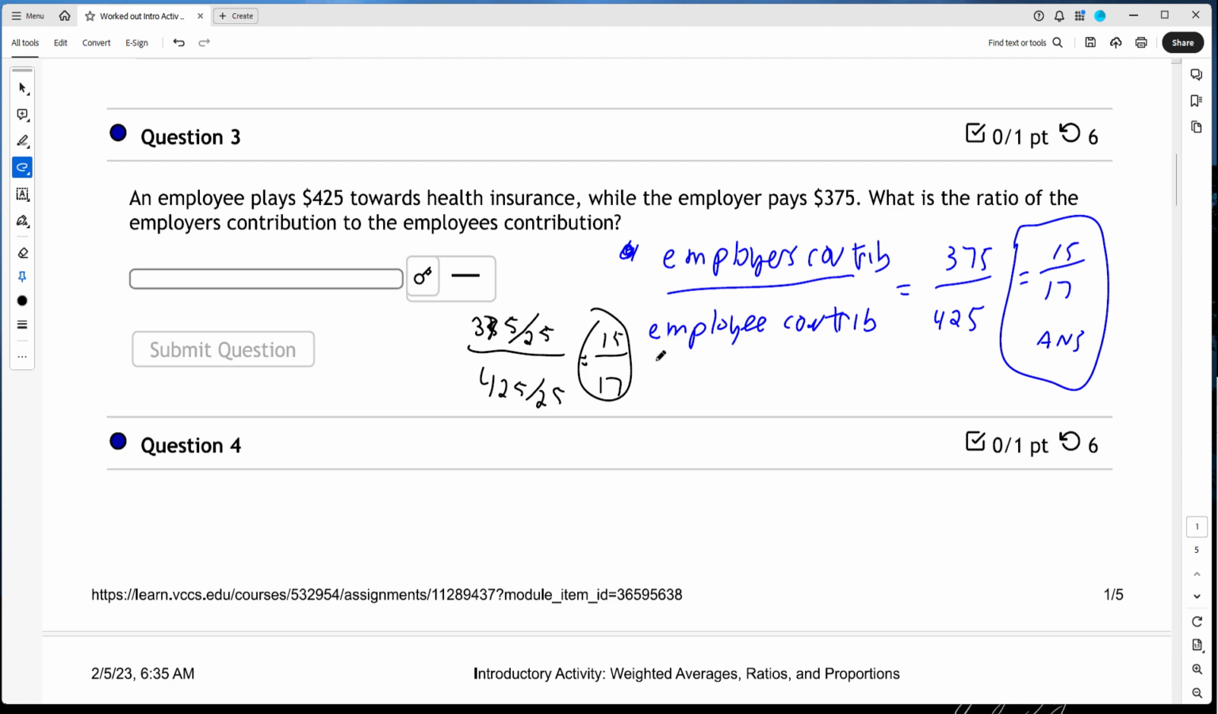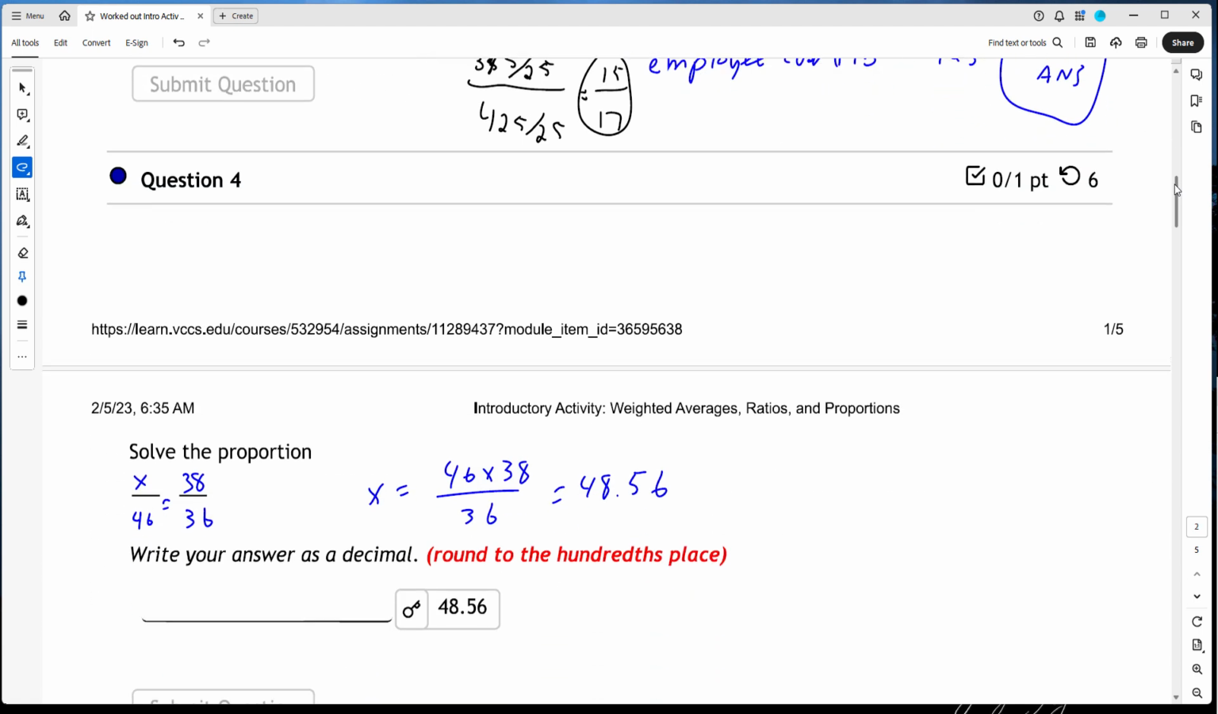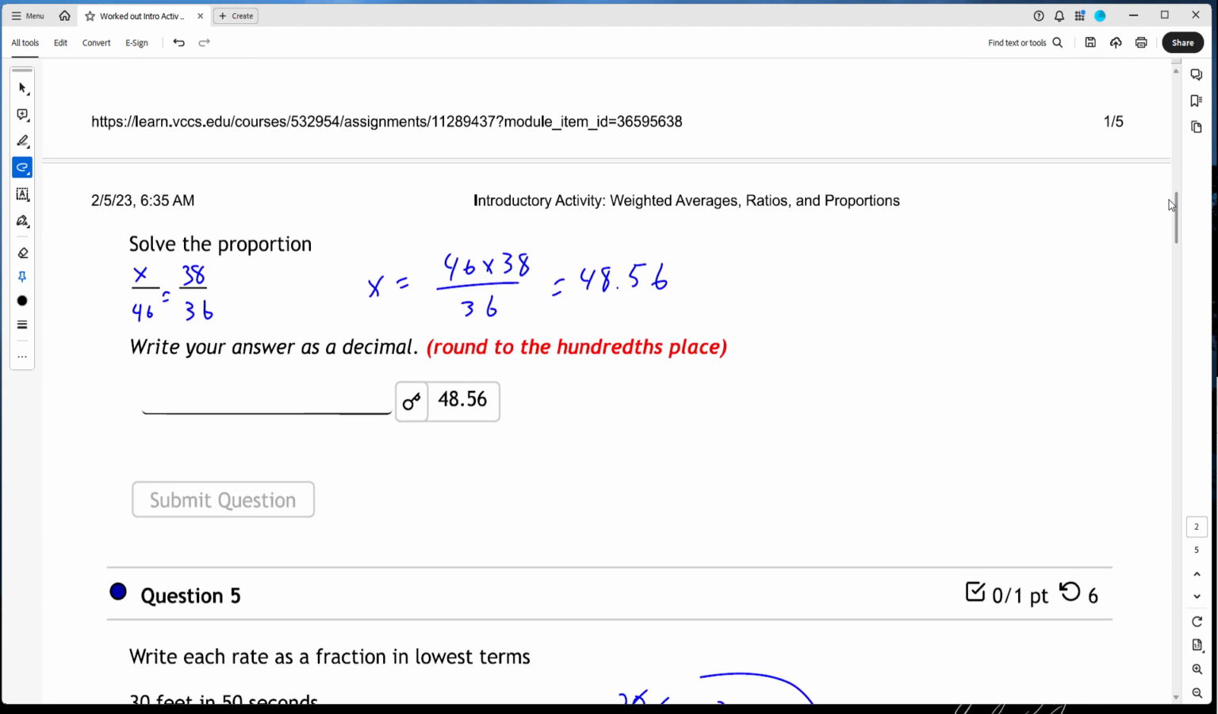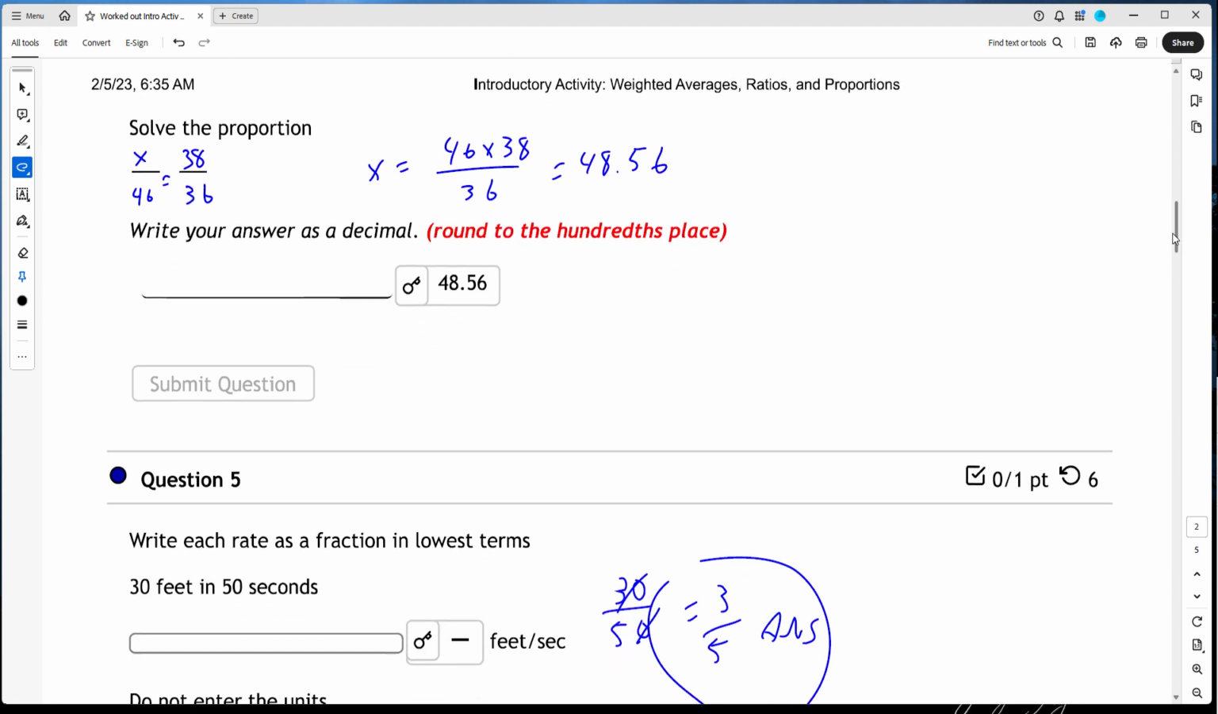That was number 3. Let's take a look at number 4. Solve the proportion. I wrote out the proportion there, and I cross multiplied and divided. So I had 46 times 38 divided by 36, which gives me 48 to 56 for my final answer.